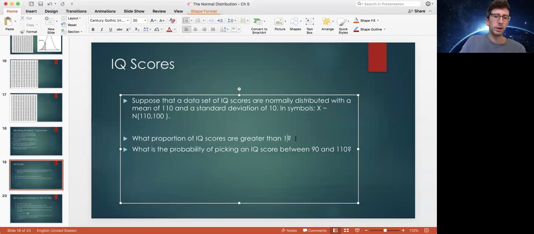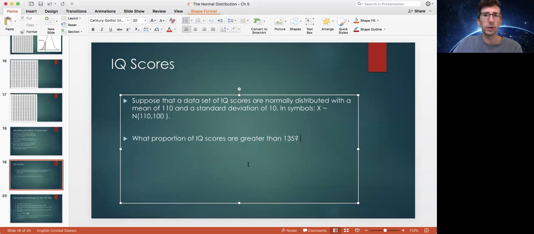So let's go back to the IQ score example that we looked at before, calculating this by hand. We're given that IQ scores are normally distributed with a mean of 110 and a standard deviation of 10. And we want to know what proportion of IQ scores are greater than 135 in this case. So 135 or greater, that 135 is going to be our lower limit, right? We want anything greater than 135.